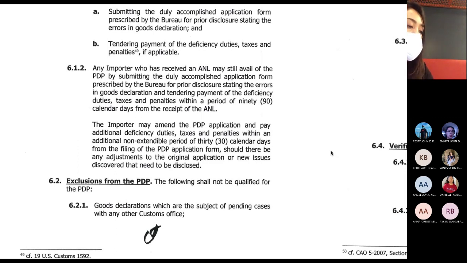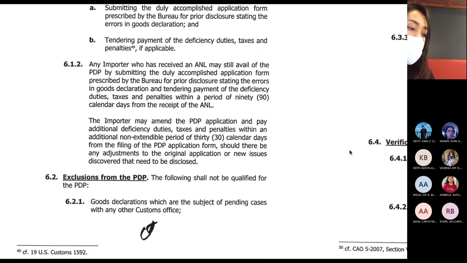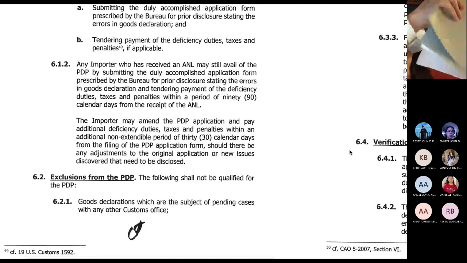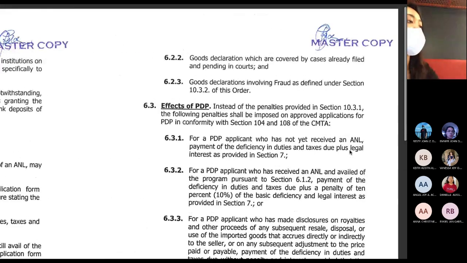6.2 Exclusions from the prior disclosure program. The following shall not be qualified for the PDP. 6.2.1 Goods declarations which are the subject of pending cases with any other customs office. 6.2.2 Goods declarations which are covered by cases already filed and pending in courts. And lastly, goods declarations involving fraud as defined under section 10.3.2 of this order.